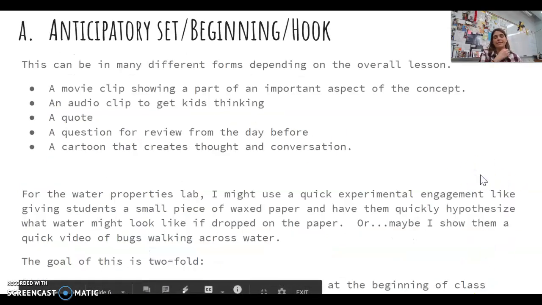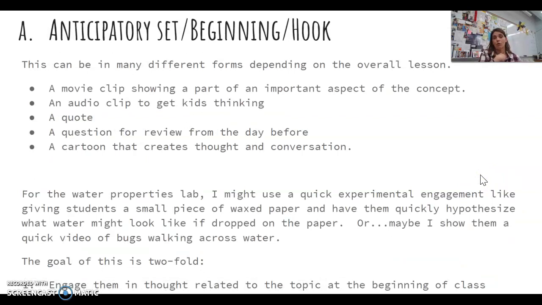So the anticipatory set, or the beginning and hook, can be in the form of lots of different things, but the whole goal is to really bring students into the lesson that you're about to teach. So it's usually something intriguing, or it's something that's going to bring in some prior information. So you're setting the stage up here for students to learn the new information. This can be a movie clip, an audio clip, a quote, a question for review from the day before, a cartoon that creates thought and conversation. It can be lots of different things, but you really want them to be engaged here.